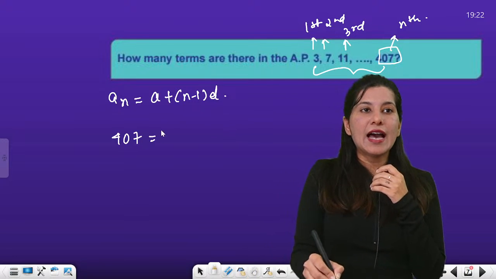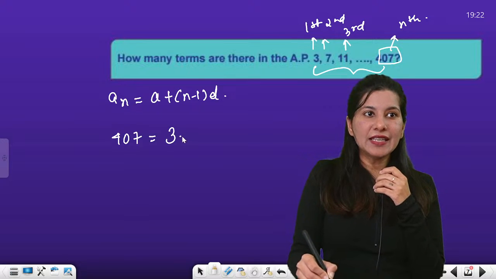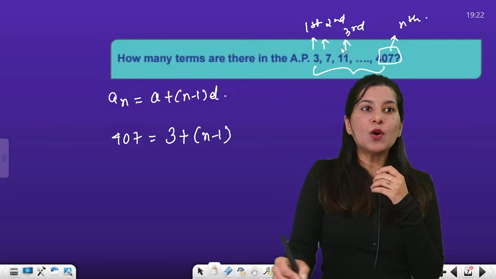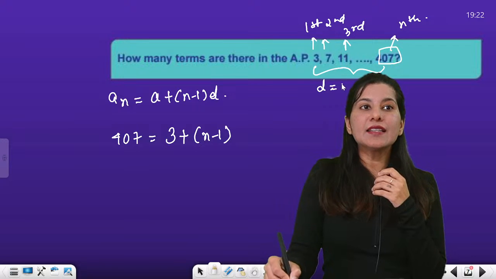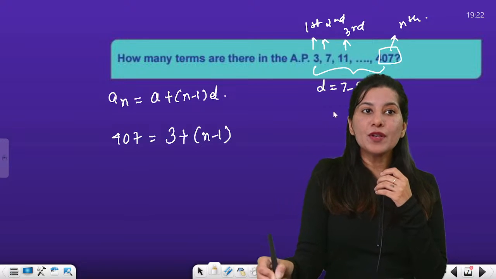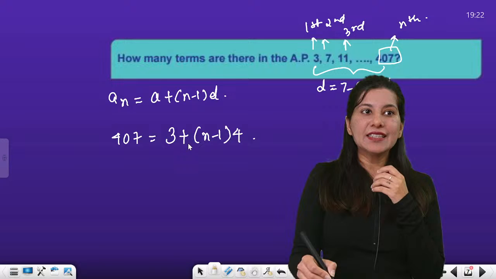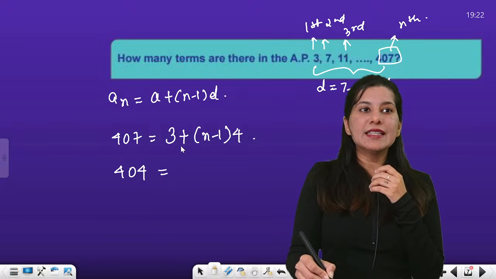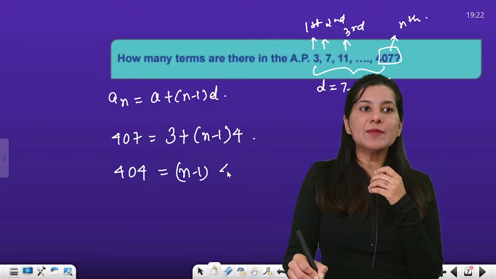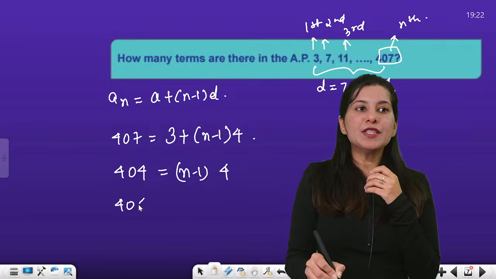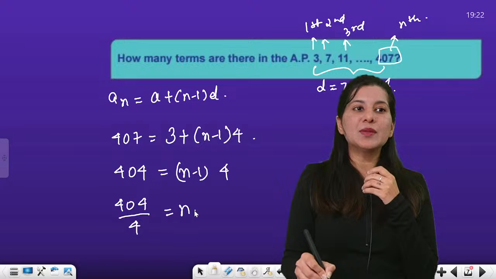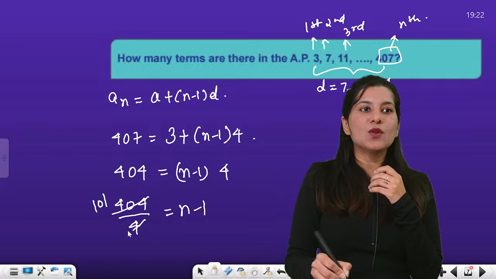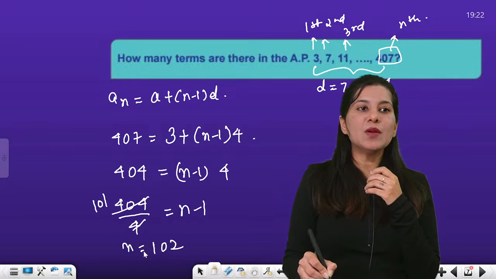407. And my first term is what? 3 plus (n minus 1)d. What is d? d is nothing but 7 minus 3, which is 4. So 407 minus 3 is 404, which equals (n minus 1) times 4. And 404 by 4 will be equal to n minus 1. So 101. So the value of n will be 102.